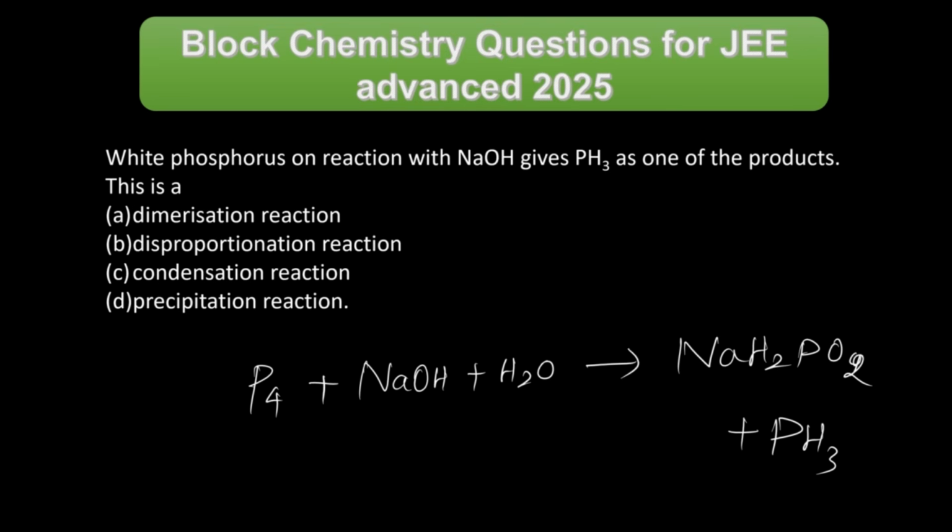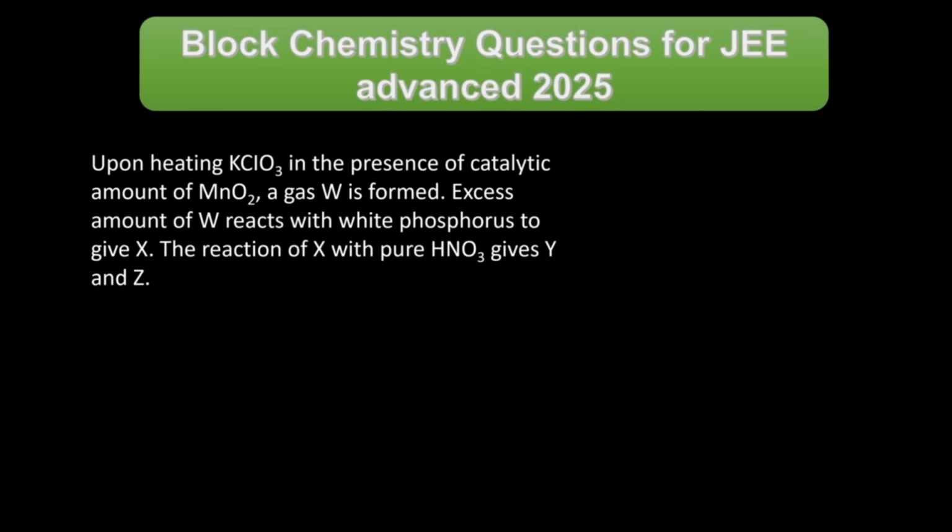Let's compare the oxidation state as well. So if I am comparing it, here the oxidation state is 0. In NaH2PO2, the oxidation state of phosphorus is +1, and in phosphine that is -3. Clearly, this is a disproportionation reaction. Okay. So these are the 3 questions for that passage.